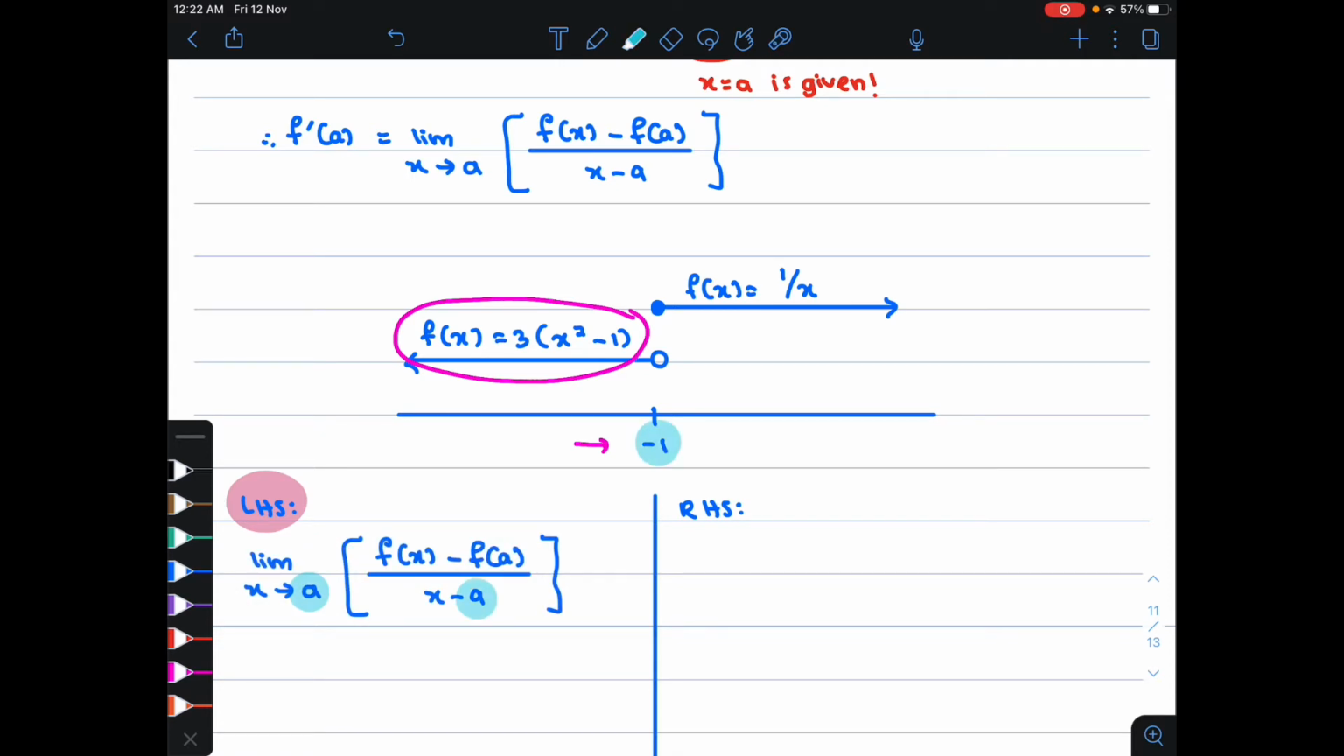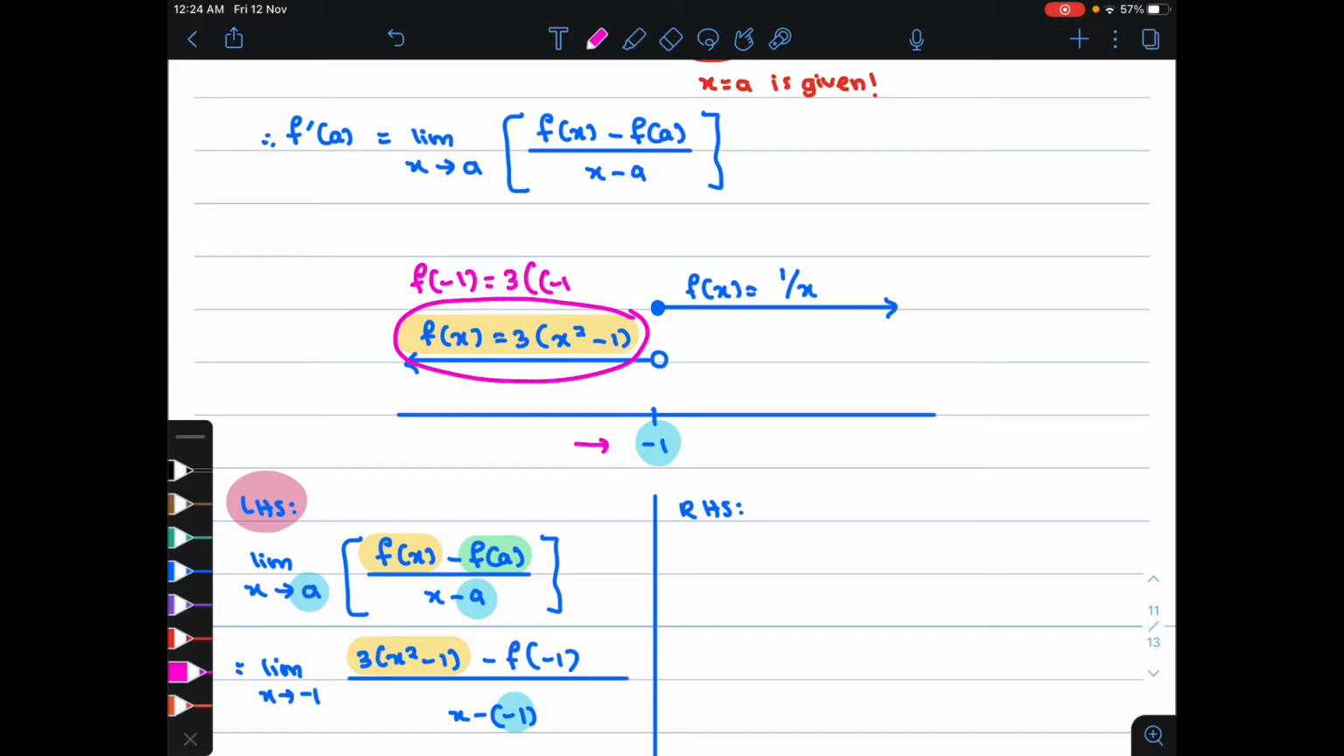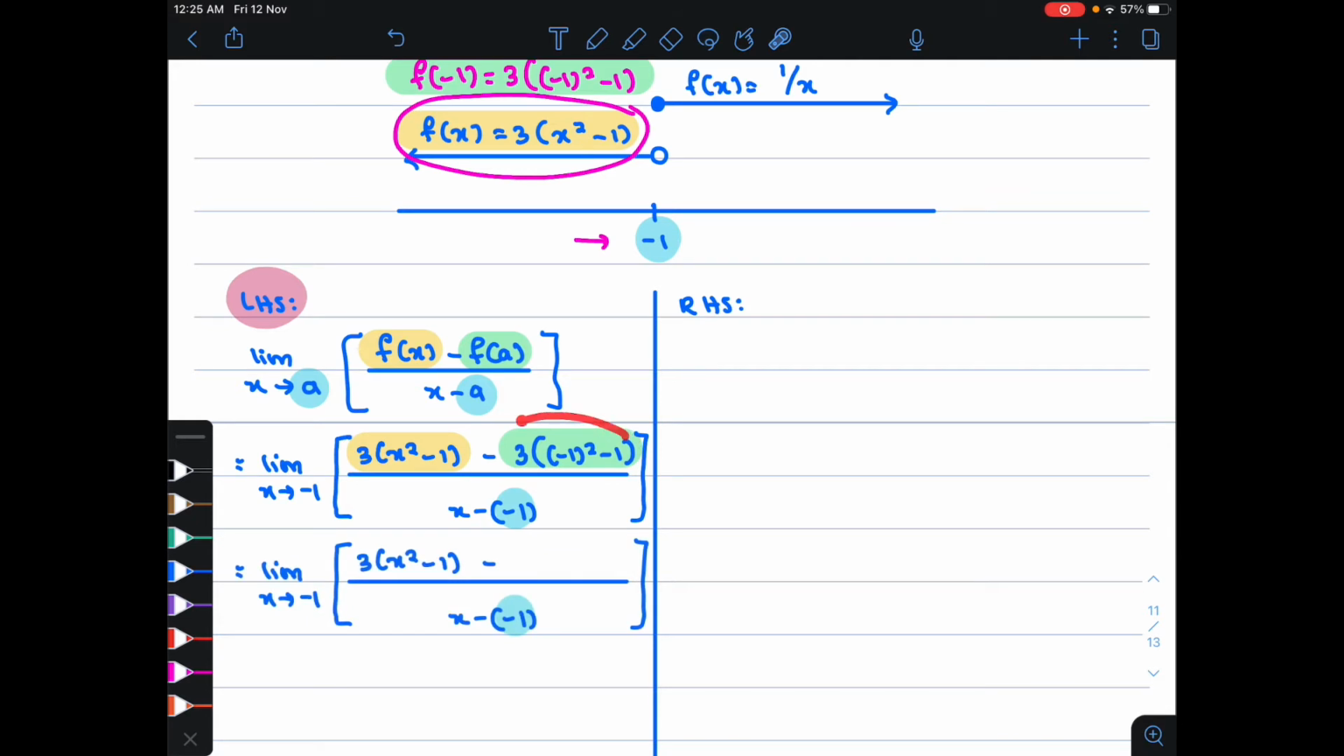Note that a is negative 1, f(x) is 3x squared minus 1, and we also need f(a). And we know that a is negative 1. So this means that you're going to substitute negative 1 into f(x). So f(negative 1) is 3 times negative 1 squared minus 1. So now we just need to simplify the numerator. Note that this is actually 0. And the denominator is actually x plus 1.